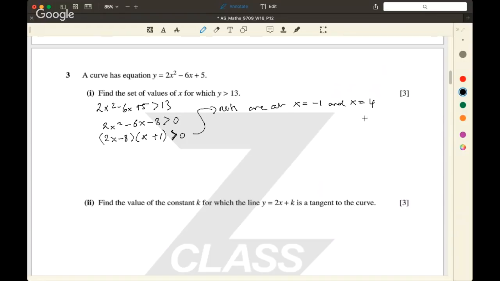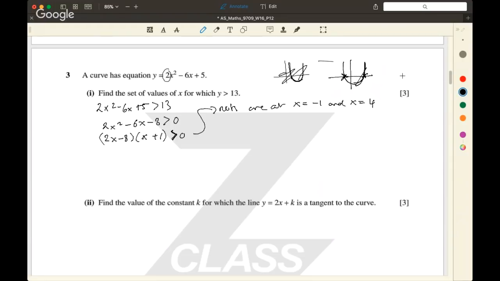So what kind of parabola do we have? Well, if you look at the coefficient of x squared, you'll see that we must have a smiley parabola. It's going to look like that. I don't know what's up with this pen. It's always doing this, but I'll try and work more slowly. So it looks something like that, crossing the x-axis at -1 and at 4.